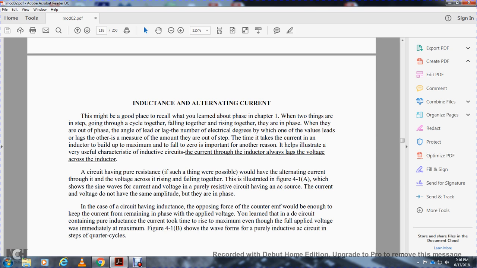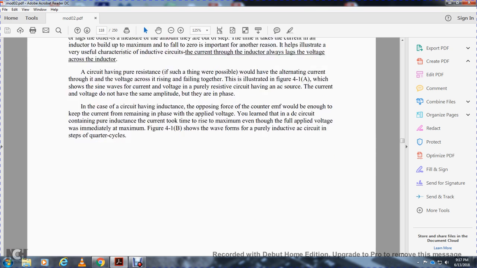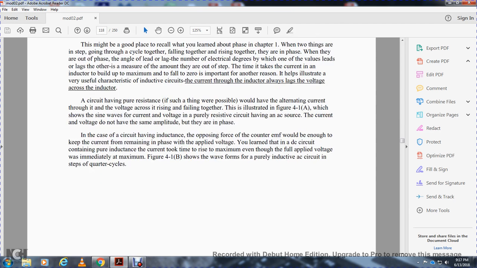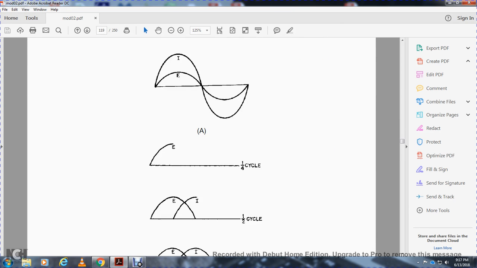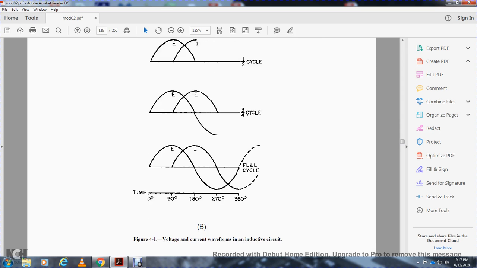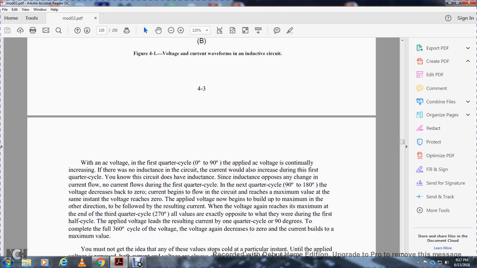Figure 4.1b shows the waves in a purely inductive AC circuit in steps of quarter cycles. This shows the current I and the voltage E, and how the current lags the voltage through the first, second, and three-quarter cycles, and the full cycle. Voltage and current waves in an inductive circuit. Remember, this is AC.